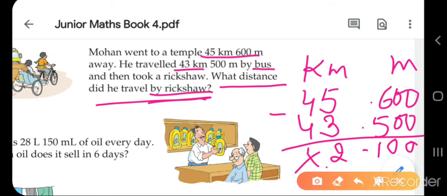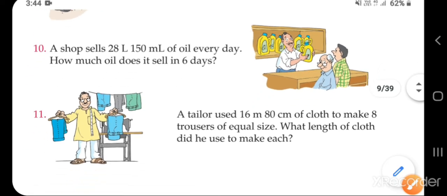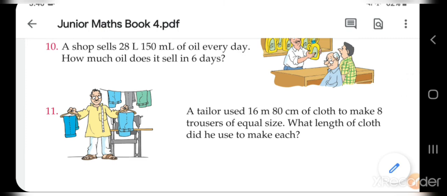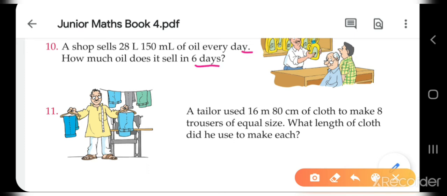Okay, next one. Aesop sells 28 liter and 150 milliliter of oil every day. How much oil does he sell in 6 days? In this question, first I want to tell you that liter and milliliter are units to measure something that is liquid. So in this question you have to multiply the 1 day sales by the total days.